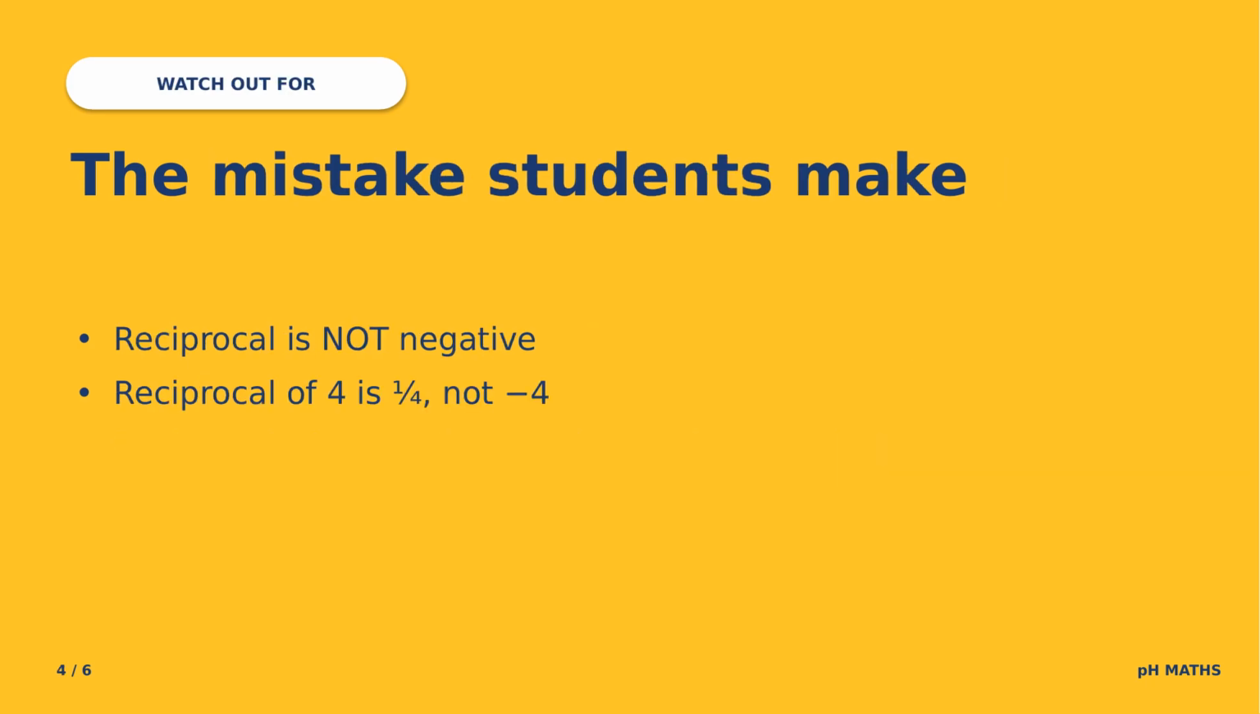Common mistake. Reciprocal is not the same as negative. The reciprocal of 4 is 1/4. That's 0.25, a positive number, not -4. Don't confuse the two. Reciprocal flips, negation changes sign, and these are two different operations.